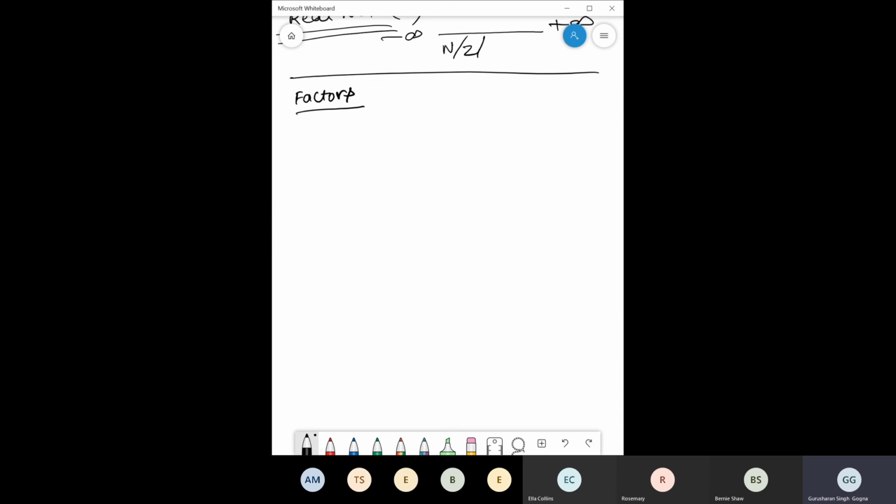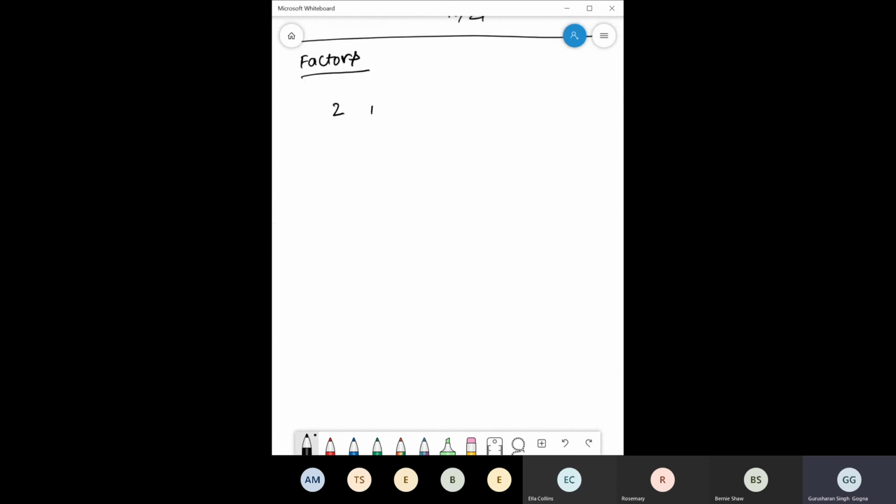So what do you mean by factors? We say 2 is a factor of 8, isn't it? Why? Because 2 goes into 8. So if you divide 8 by 2, you will get 0 remainder, isn't it? That's why we say 2 is a factor of 8.